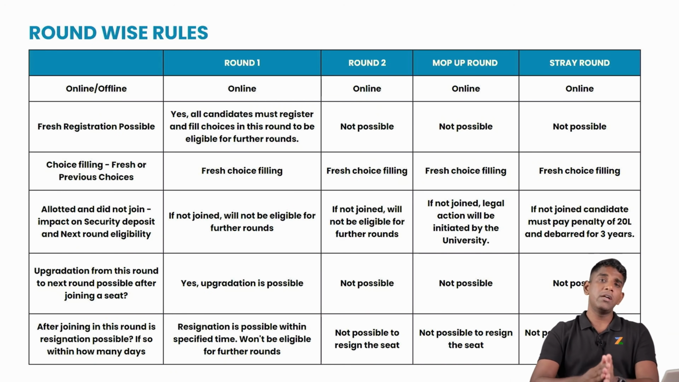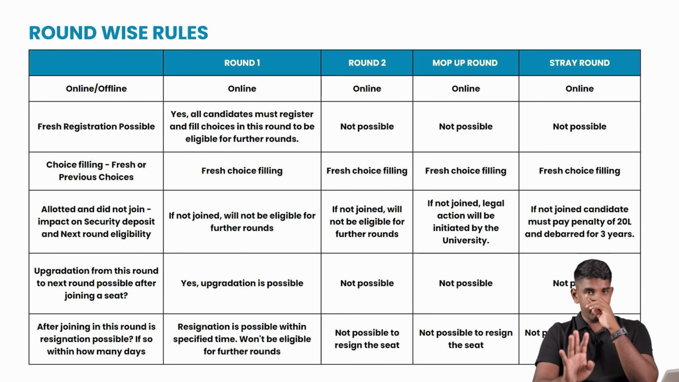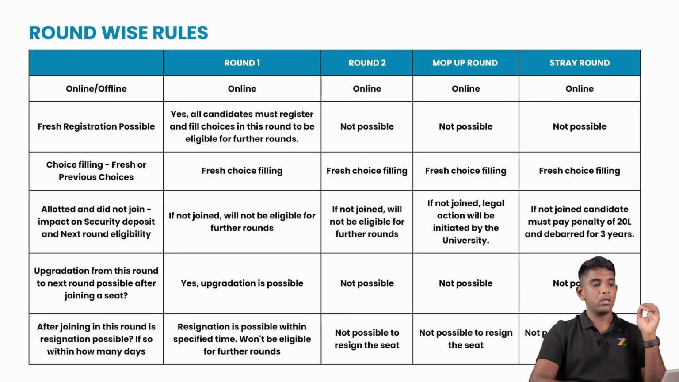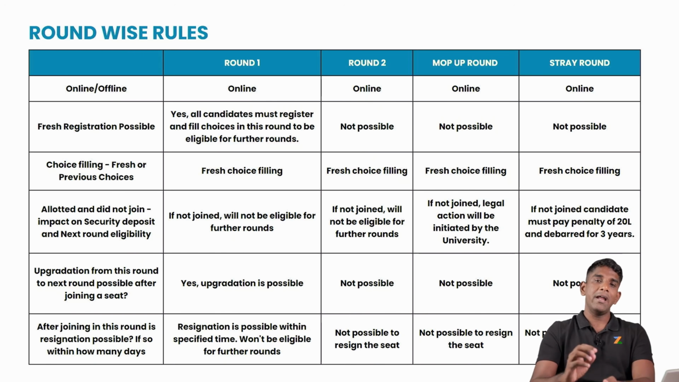Next we'll go to the round wise rules for Telangana. So in Telangana there are 4 rounds. The first round is the round 1, then round 2, mop up round and stray round. All the rounds are conducted online. Okay, and the first round registration is very important. All the candidates must register and fill in choices for the first round to be eligible for the further rounds. So if you don't do this first round registration and filling of choices, you won't be eligible for any other round. So this is what I've given here.